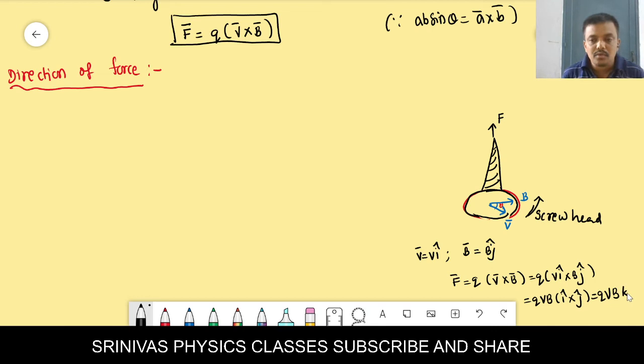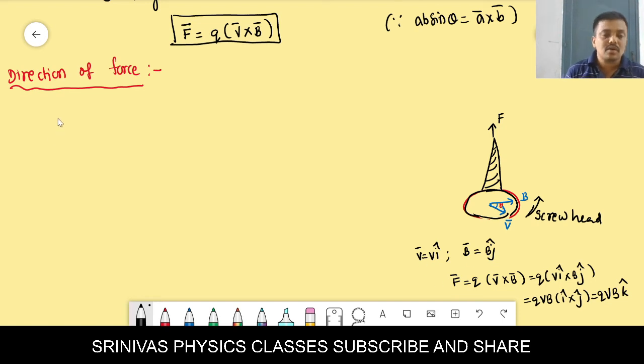Very good. I cap cross J cap is K cap. That means what is the direction of the force? Where we are taking the velocity on the x-axis, I cap, and the magnetic field on the y-axis, J cap, we are getting the force QVB K cap. That means the force K cap indicates the z-axis. That means the force direction is along the z-axis when the velocity direction is the x-axis and the magnetic field direction is the y-axis.